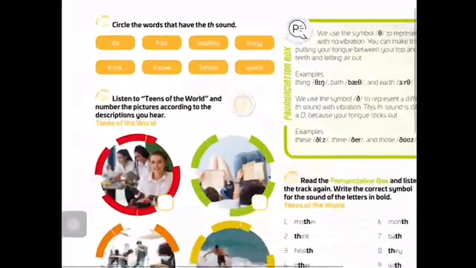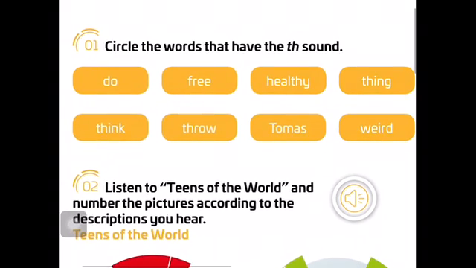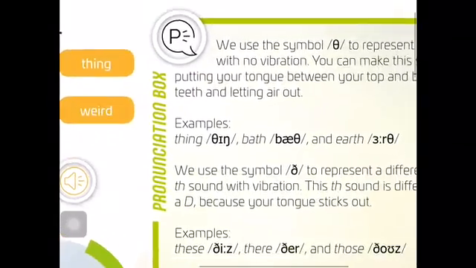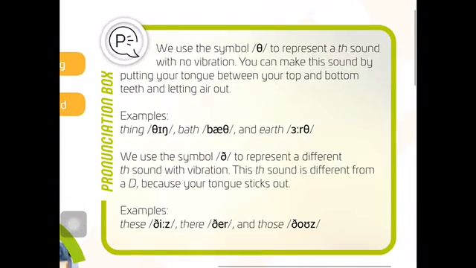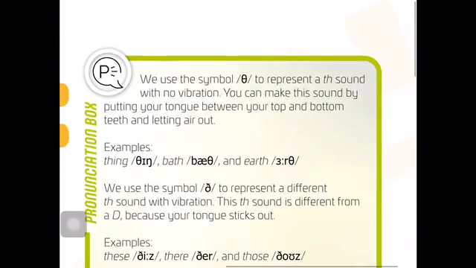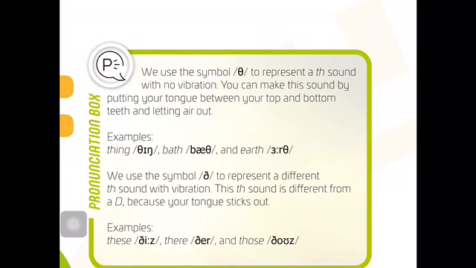Okay, exercise 1. On exercise 1, you have to circle the words with the th sound. We don't have this sound in Spanish. This is the symbol for the th sound. We represent this sound as one that doesn't have any vibration. You can make this sound by putting your tongue between your top and bottom teeth and letting air out like this. That's all.